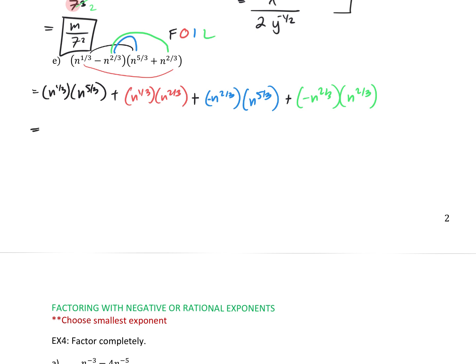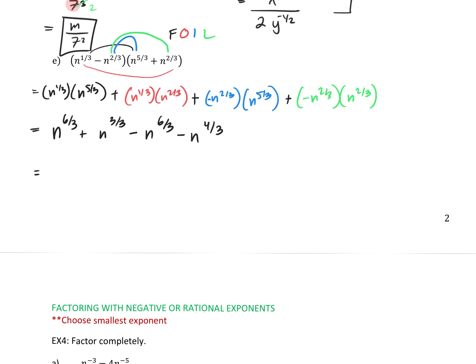Again, we're keeping the denominator and adding the exponents. Now, these exponents thankfully all have a base 3 or a denominator 3, which means they're like term fractions. They have the same denominator, so we can just go ahead and add. So this would be n to the 1/3 plus 5/3, 6/3, plus n to the 3/3 minus n to the 5/6 minus n to the, what is that, 4/3.